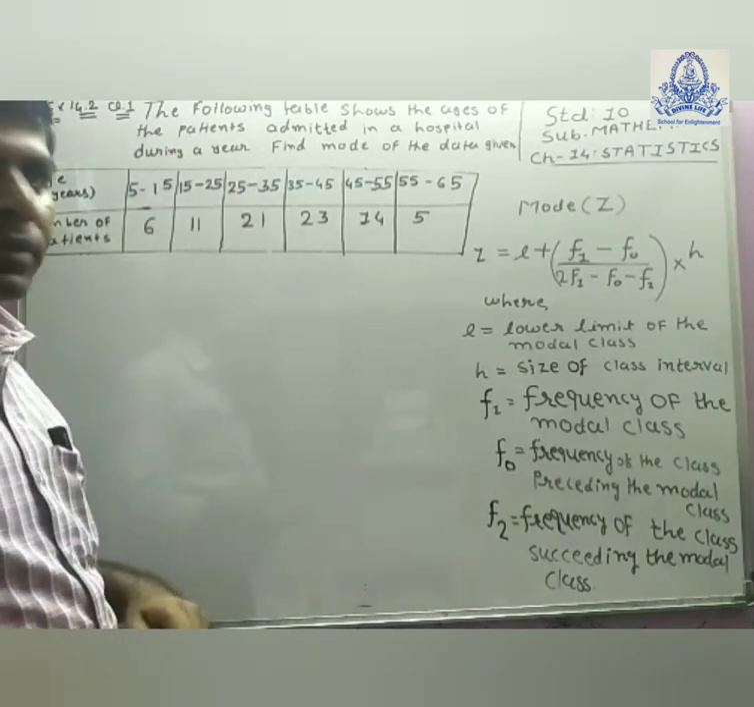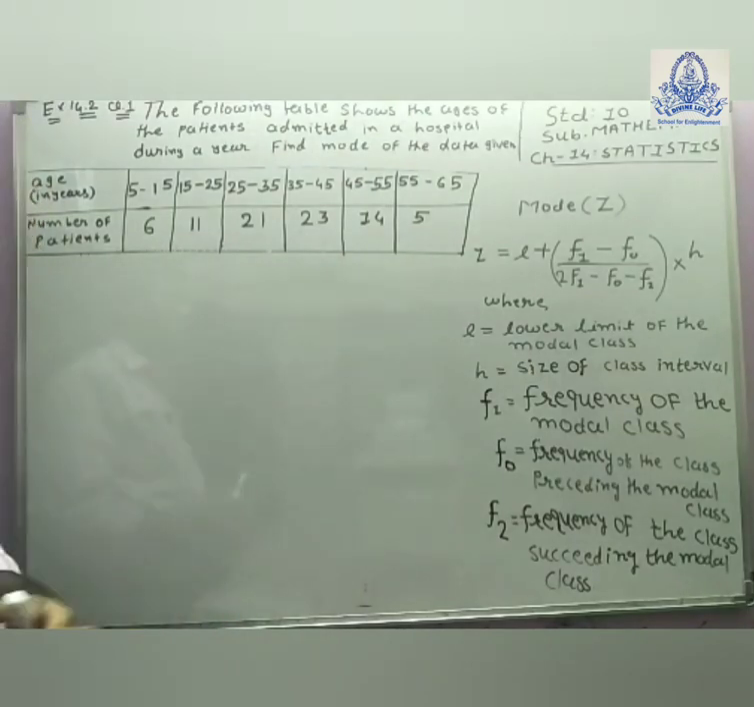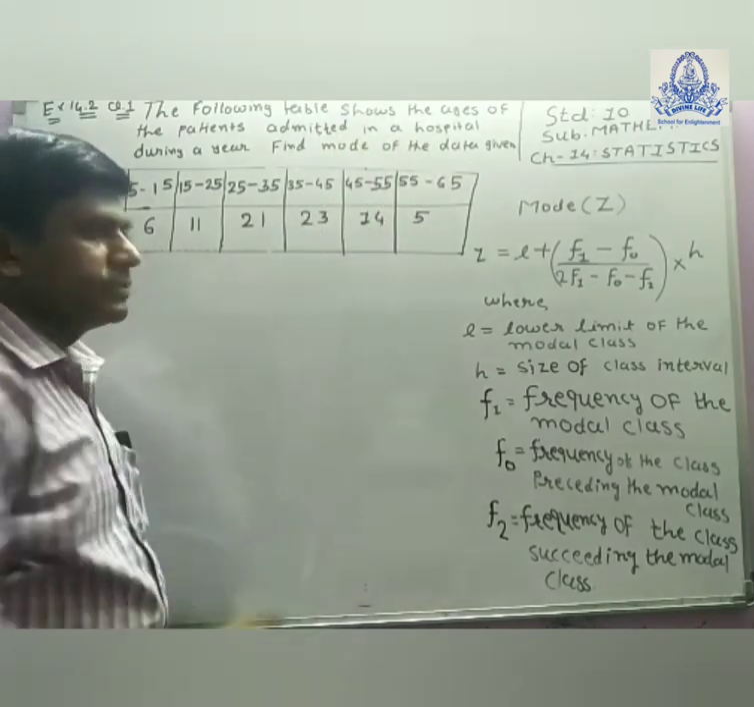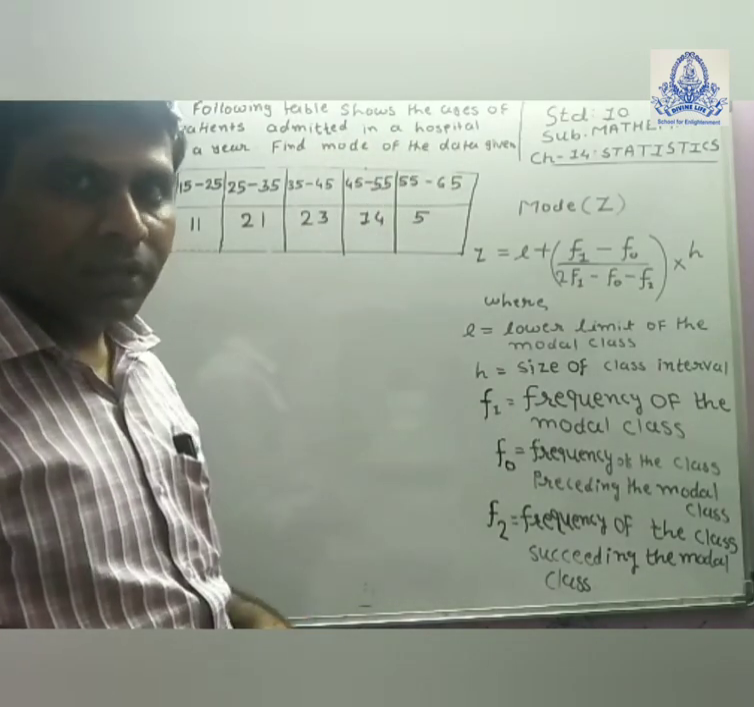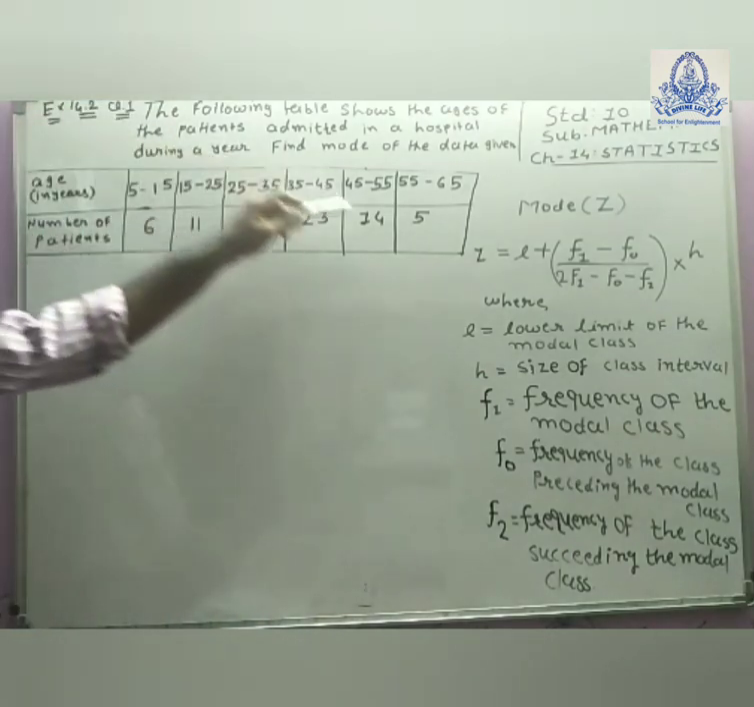So the question is: the following table shows the ages of the patients admitted in a hospital during a year. Find the mode of the data given. Now, what data are given? See, it is one table.